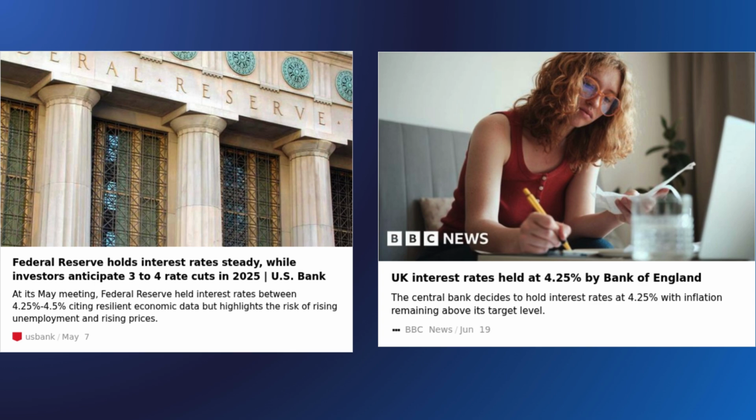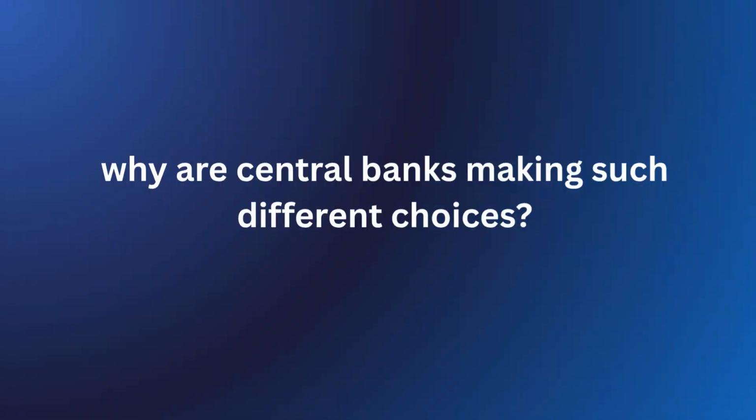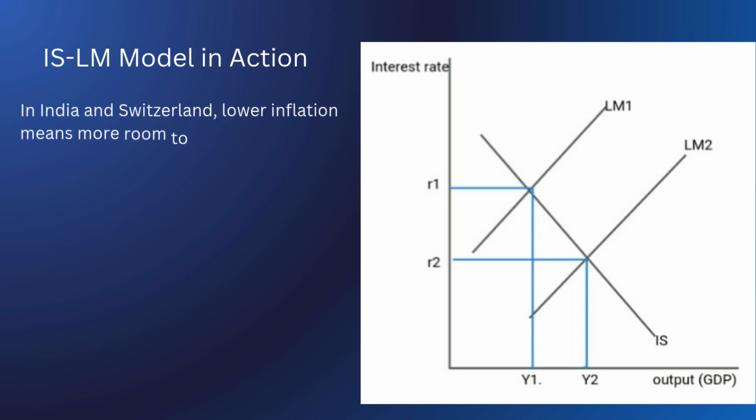Now, let's pause for a moment and understand: why are central banks making such different choices? This is a perfect opportunity to apply the models you've studied in class. ISLM model in action. Think of the ISLM model. When a country cuts interest rates, the LM curve shifts right. That means lower interest rates and more investment, pushing GDP higher. In India and Switzerland, lower inflation means more room to stimulate growth by moving that LM curve right.